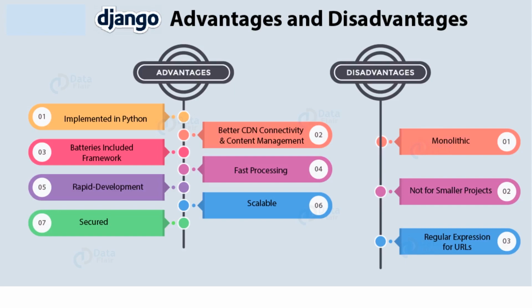Disadvantages. Django is monolithic, so we need to understand some features that are specific to Django. Not for smaller projects. Because it comes with a large initial framework and code, it is not suitable for small projects. Sometimes developers find it difficult to use regular expressions for URL routing.